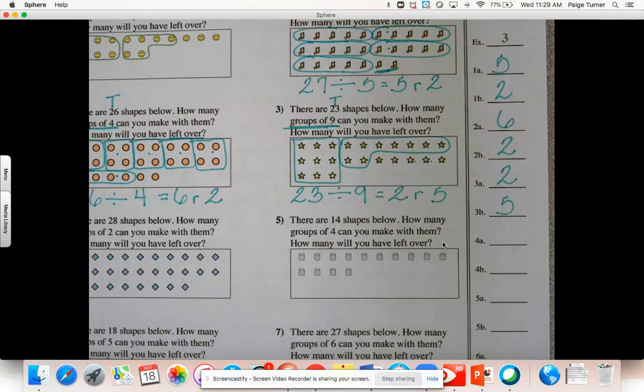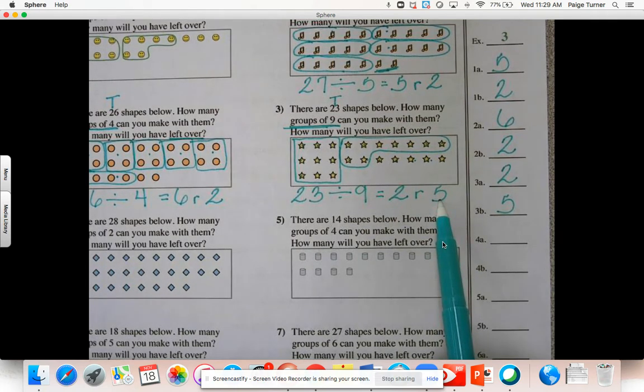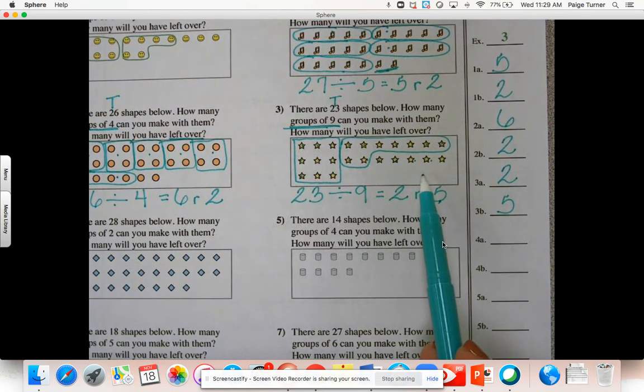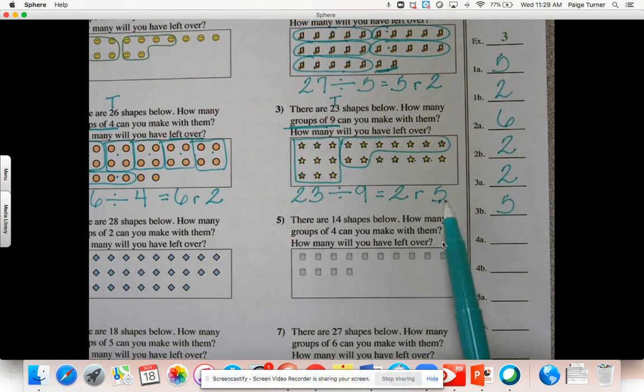So we had 23 shapes. We broke them up into groups of 9. Okay, we were able to make 2 groups of 9, but we had 5 shapes left over that could not fit into a group of 9 because there weren't enough shapes here to make a group of 9. We only had 5 shapes. We needed 9 shapes. So we would just call that a remainder of 5.